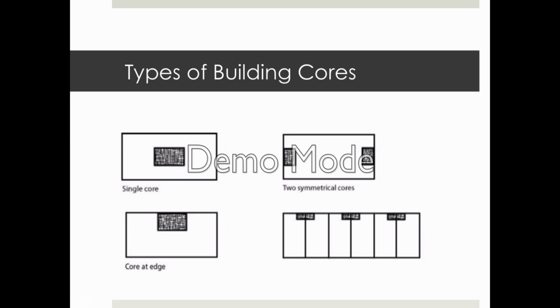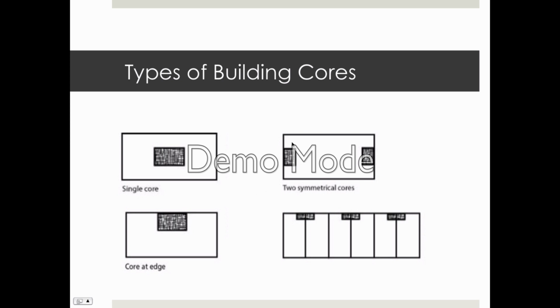Putting the core at the edge, like you see in the image below, allows for more open floor space, but the drawback is that this guy over here, he's going to have a longer distance to travel. And also, it's taking up some valuable window exposure here.